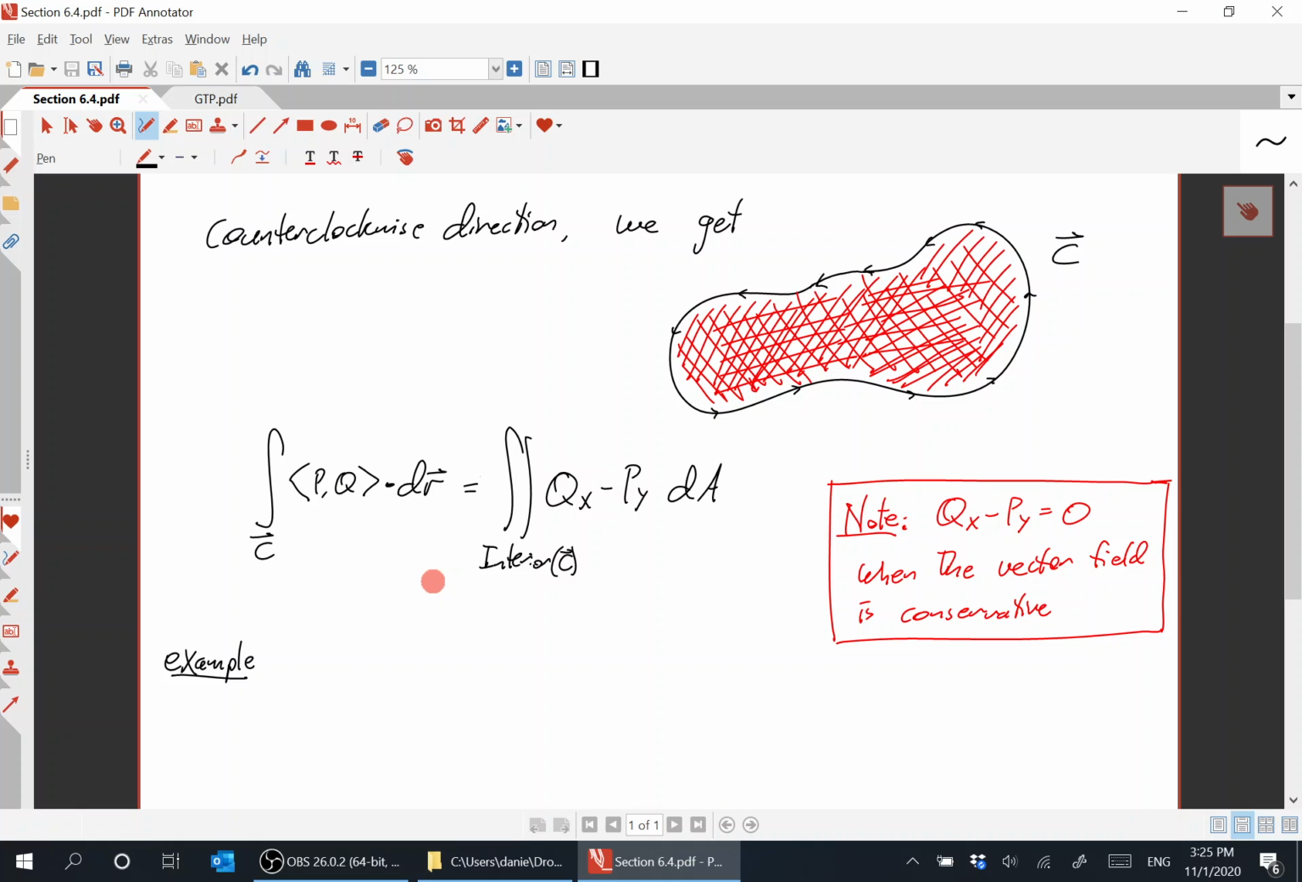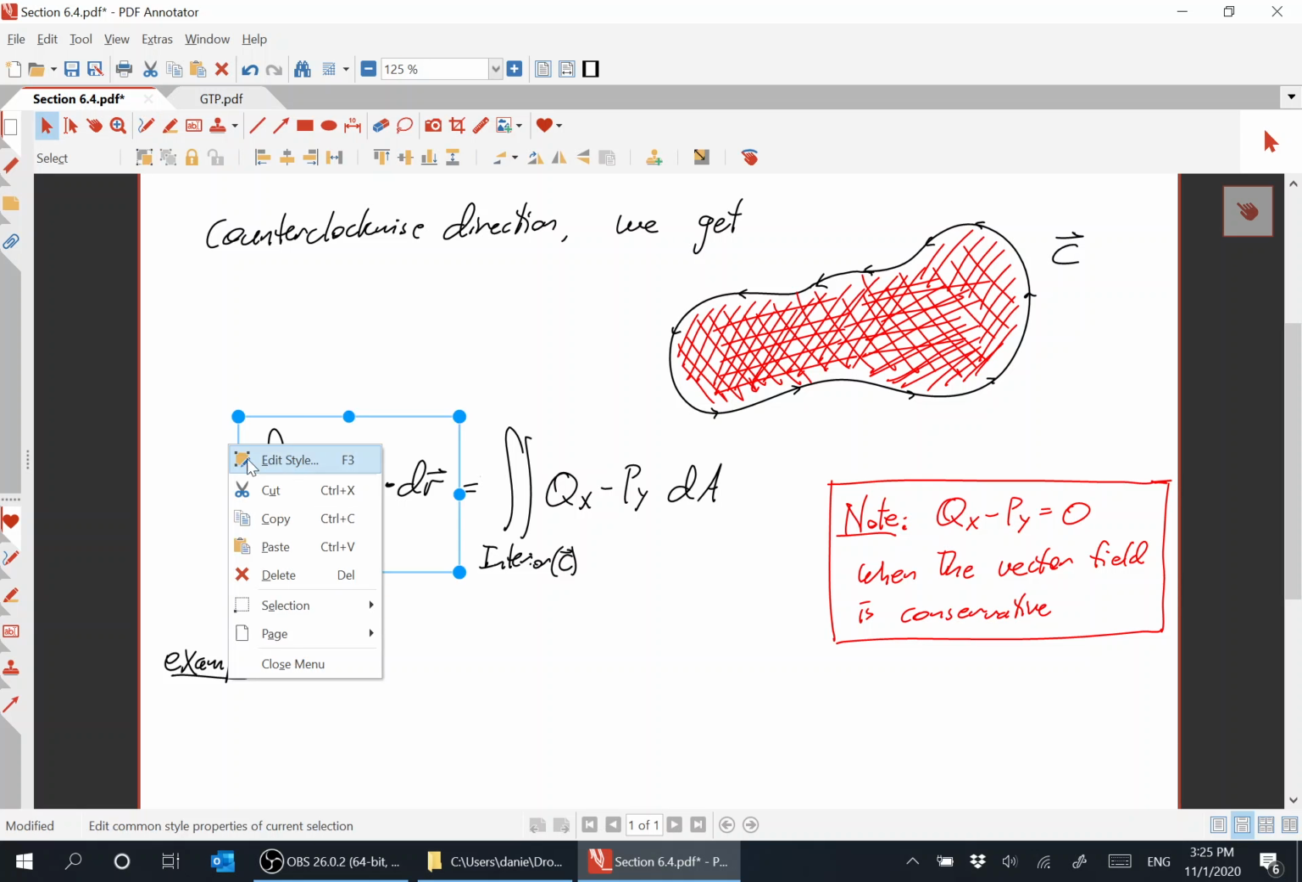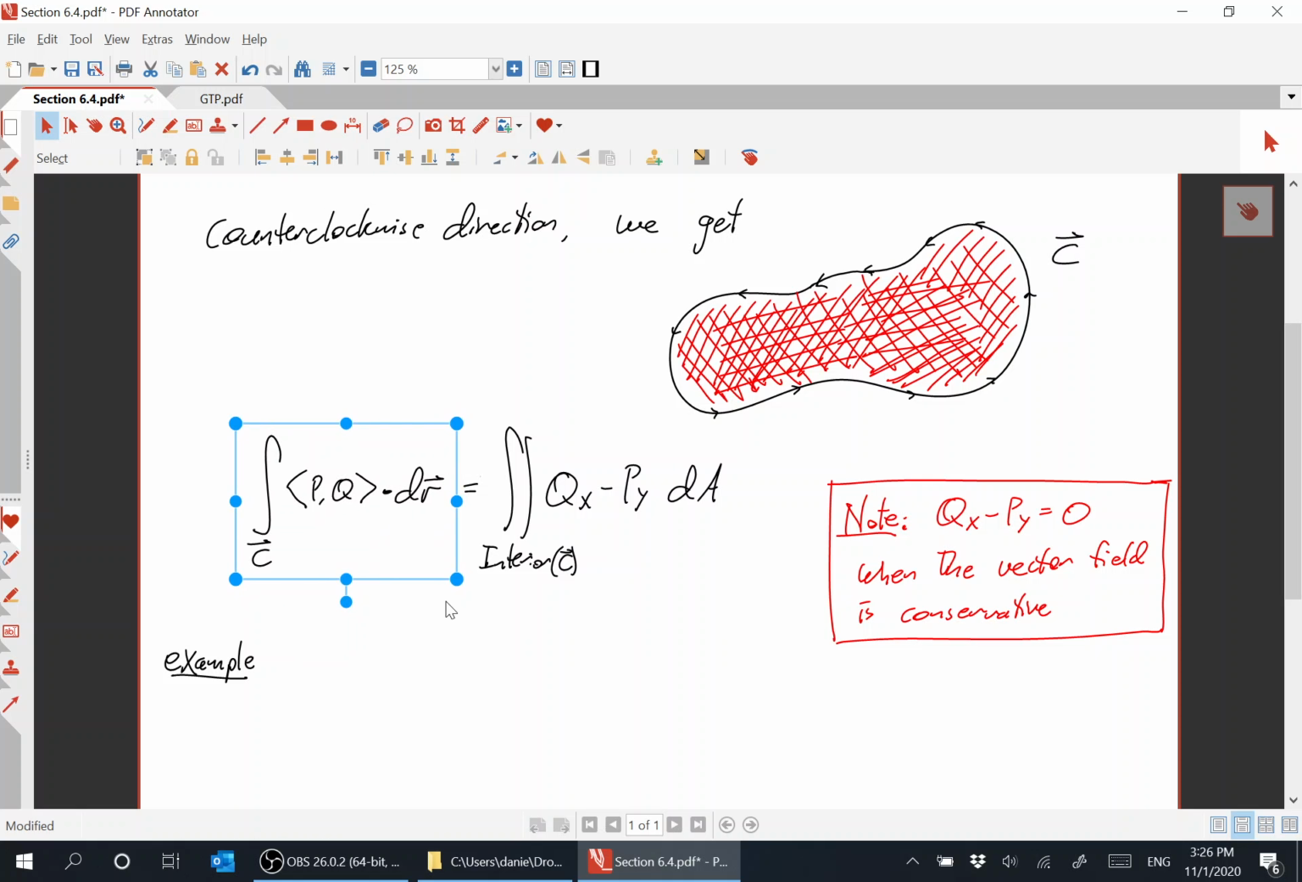Right? Because when the vector field is conservative, the fundamental theorem of calculus tells us that the line integral over a closed curve for a conservative vector field is 0. Which is what Green's theorem is telling us as well, because then it's just the double integral of 0 dA, which is just 0, no matter what the region you're integrating over is. So this is for non-conservative vector fields.